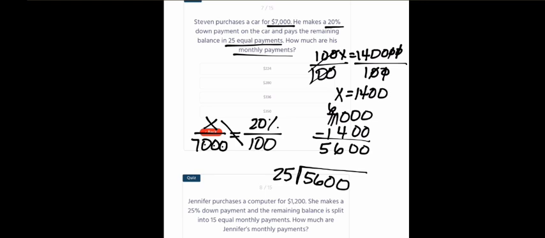Why can't we just divide it by 25 and that's it? Because it says it's equal payments. If they're all the same, then we could just divide it by 25 real quick. So 25 goes into 56 2 times, because 25 times 2 is 50. 56 minus 50 is 6. I'm going to bring down a 0. 25 goes into 60 2 times again.